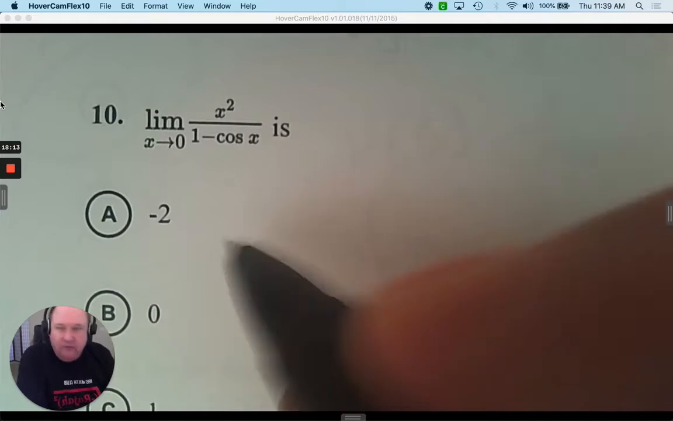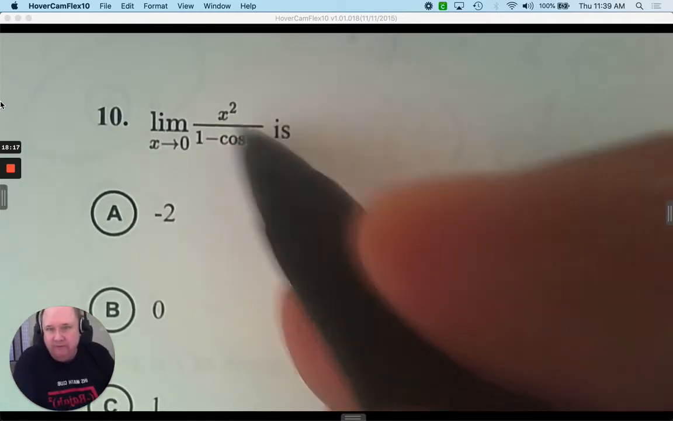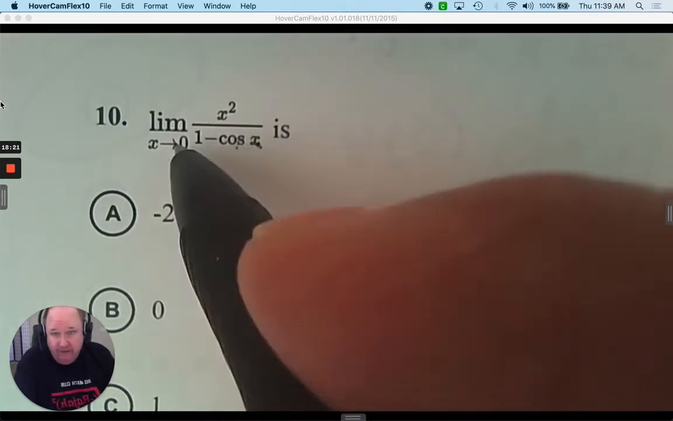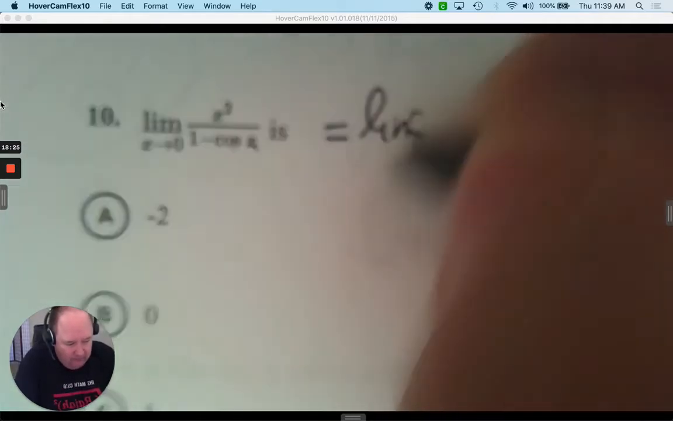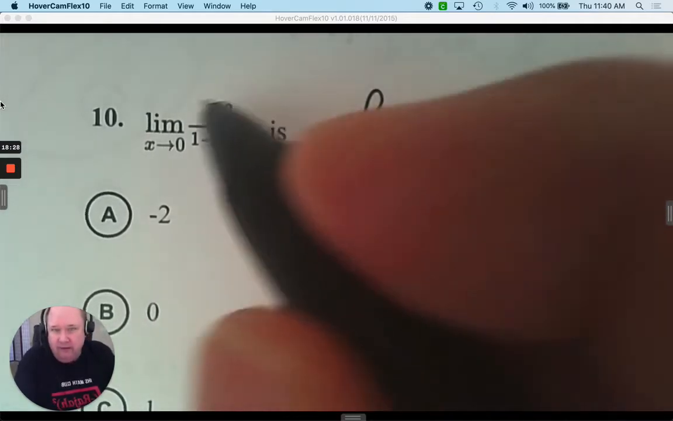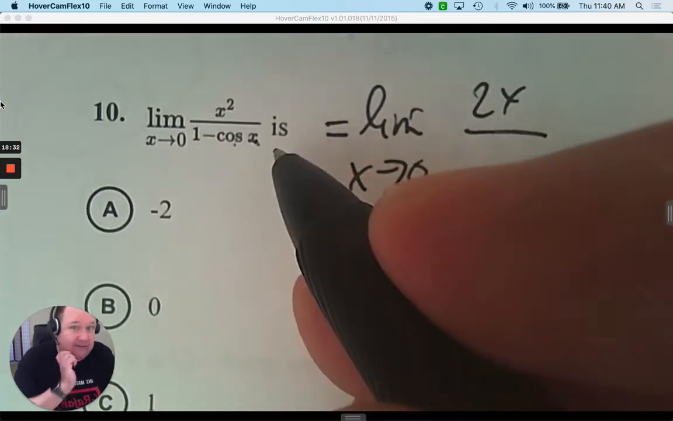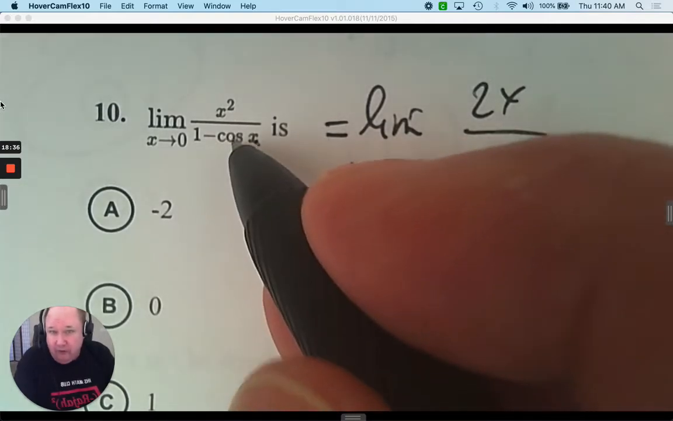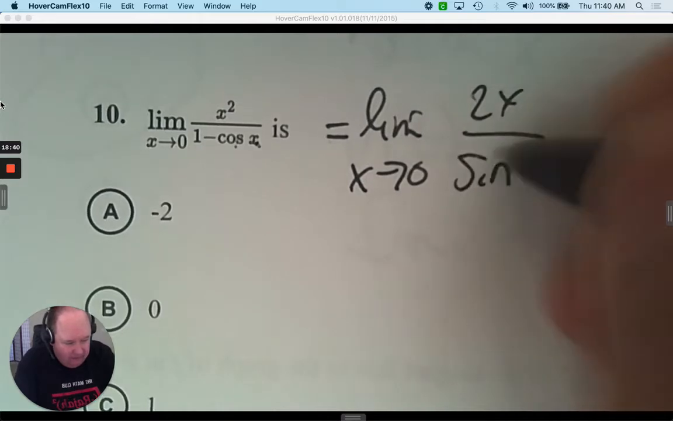It's a limit question, so you always start with evaluating it. If you plug 0 in, I get 0 squared. Cosine at 0 is 1, and 1 take away 1 is 0. This is indeterminate. This is L'Hopital's rule. You take the derivative of the numerator and the derivative of the denominator. The derivative of 1 is 0. The derivative of cosine is negative sine, but the two negatives make it positive.